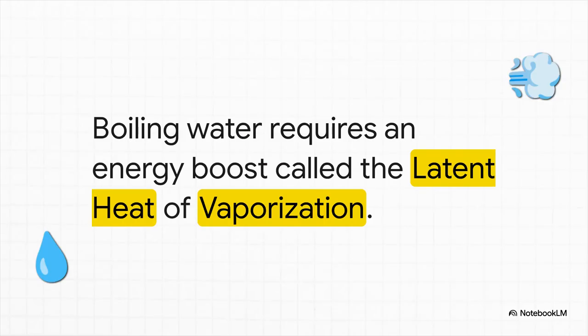And this isn't just a one-off thing. The exact same process happens when you boil water. The temperature will climb up to 100 degrees Celsius, and then it'll just sit there, bubbling away until all the liquid has turned into steam. That energy payment to go from liquid to gas is called the latent heat of vaporization.